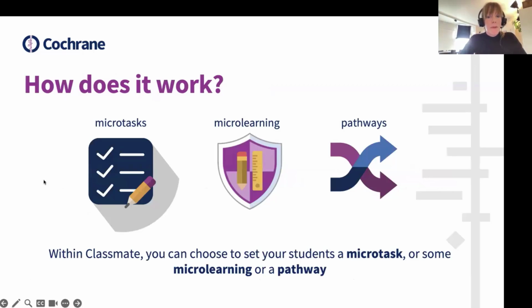And so how does it work? Well, there are three main things available in Classmate, and I've described two of them already, which are micro tasks, micro learning, and pathways. So within Classmate, you can choose to set your students a particular micro task to do, or you can choose for them to undertake a particular piece of micro learning, or you can do something which we call a pathway. You can assign your students to join one of our pathways, or indeed create your own pathway. And I'm going to talk more about that in a moment.